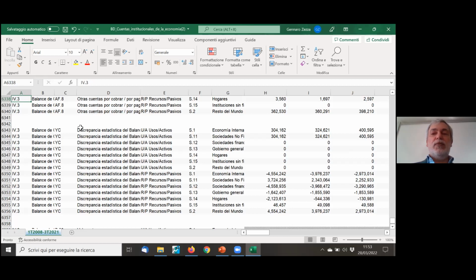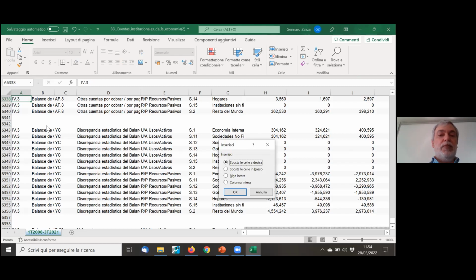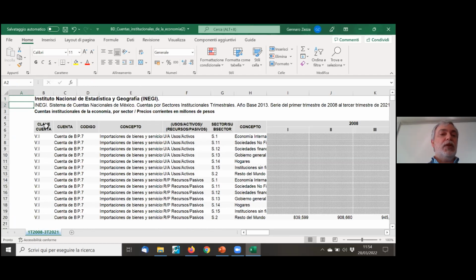I know from experience I'm usually going too quick for students to follow what I'm doing. Anyway, so what can we do? First thing we can do is to have an identifier for my rows. So I can add a column. I can press Control+ and insert a whole column.